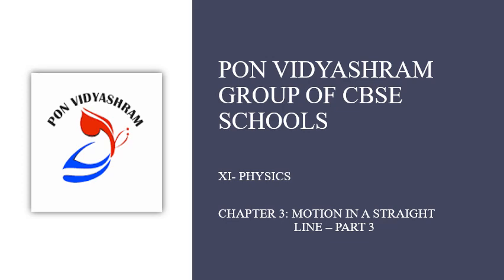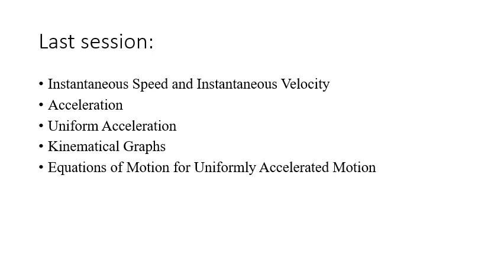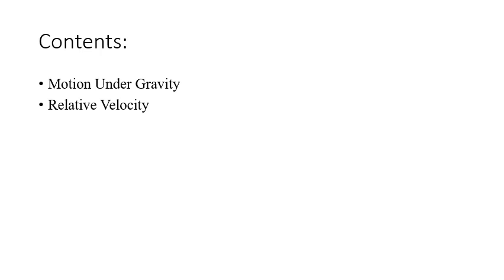This is part 3 on motion in a straight line. Students, these are the topics we discussed in the last session: instantaneous speed and instantaneous velocity, acceleration, uniform acceleration, kinematical graphs, equations of motion for uniformly accelerated motion. In this session, we are going to see the motion equations under gravity, and relative velocity.